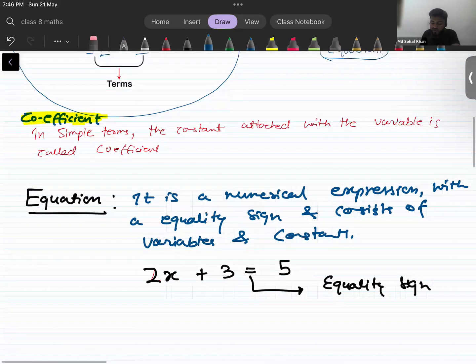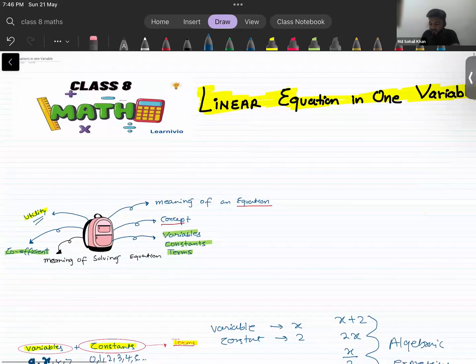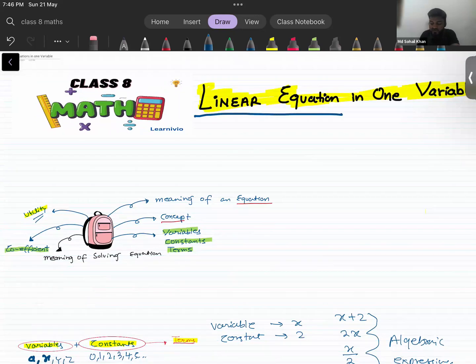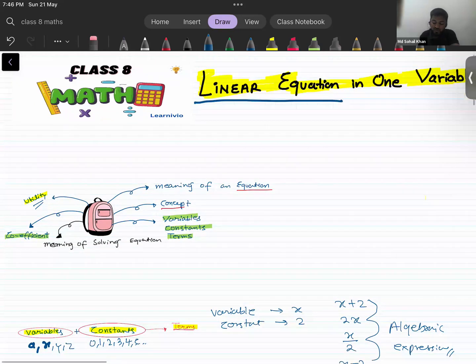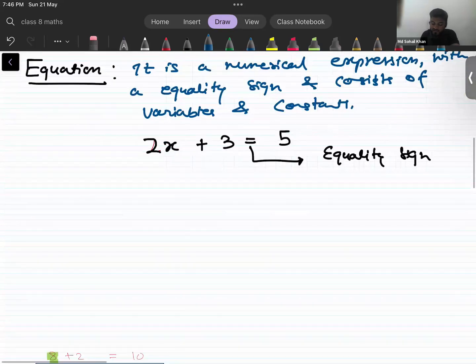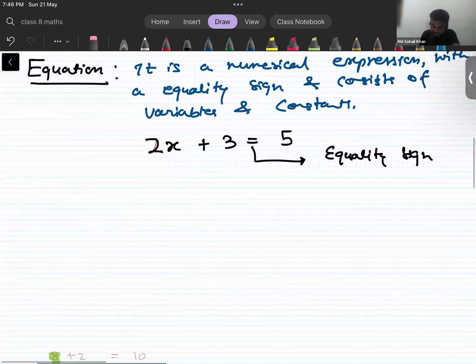Now, if you see the headline of the chapter, it says linear equation. So what does this linear equation actually mean? Let's take a few examples of equations here.